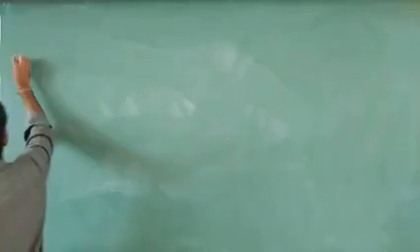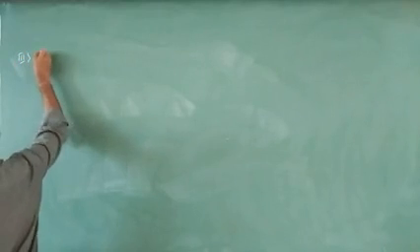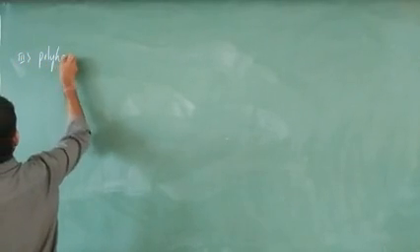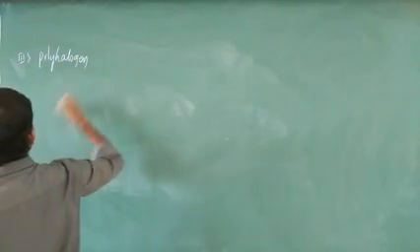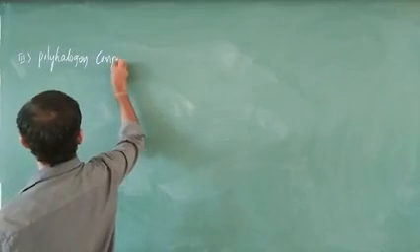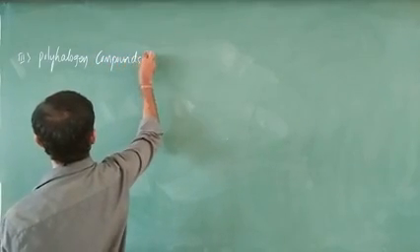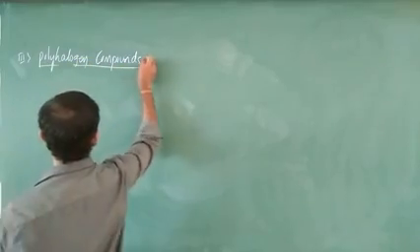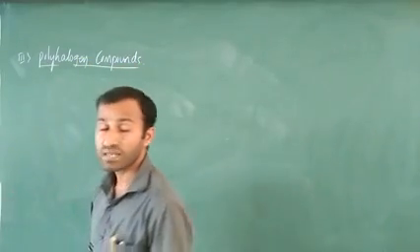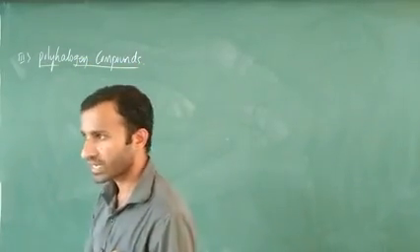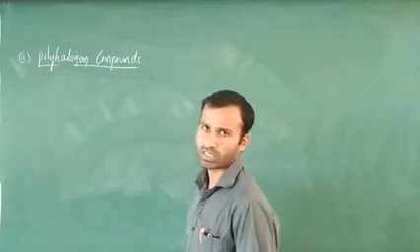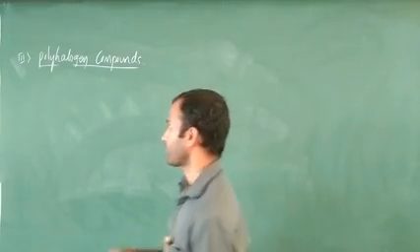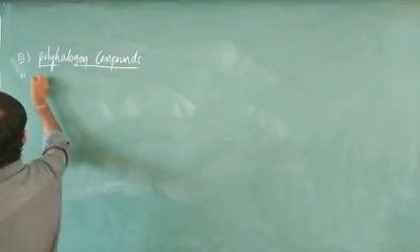Third one, polyhalogen compounds. What is the definition of polyhalogen compound? Replacing more than 2 hydrogen atoms by halogen atoms, that is called polyhalogen compounds. You have to write a definition.